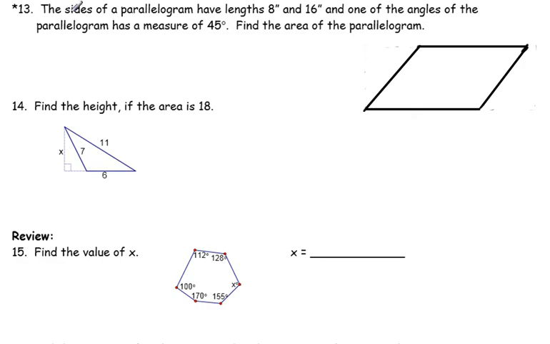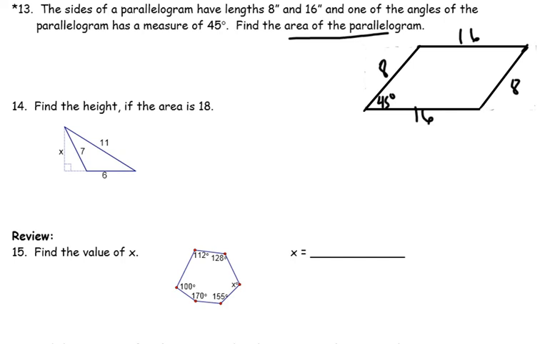Okay, number 13, we're given the size of a parallelogram, so I've just drawn a rough sketch of a parallelogram here. Have the lengths of 8 and 16, so I'll say this is 8, this is 16. And one of the angles of the parallelogram has a measure of 45, so I'm just going to pick the one that looks like 45 degrees. Find the area of the parallelogram.